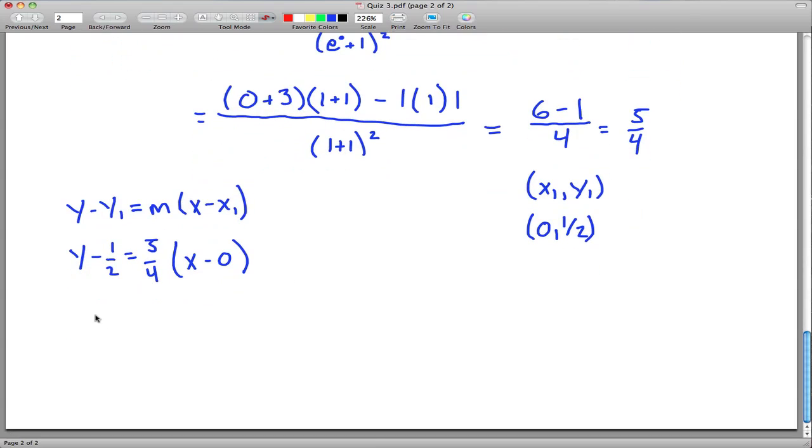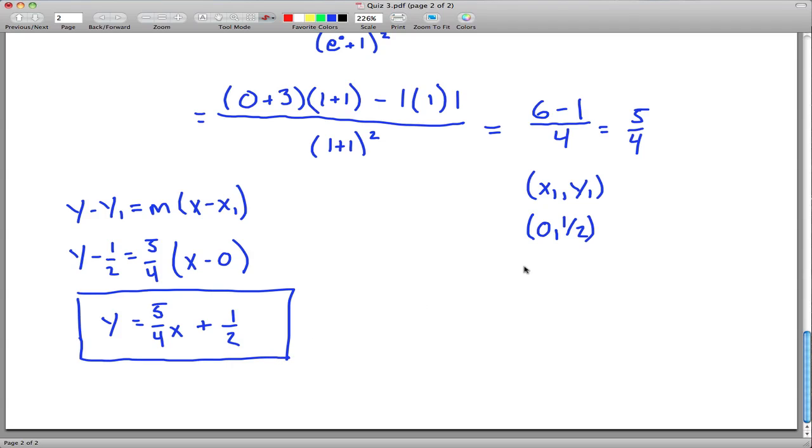And if you simplify this a little bit, multiply the 5/4 through, you get 5/4 x minus 0, add the 1/2, and you get y equals 5/4 x plus 1/2, which is the equation of the tangent line at x equals 0. And that's the end of quiz 3.